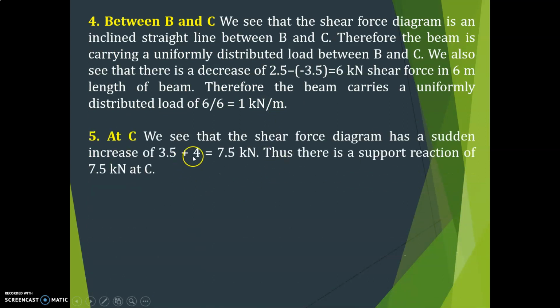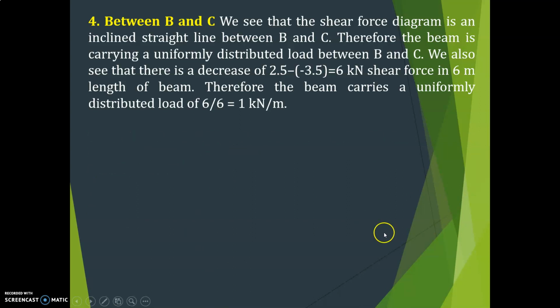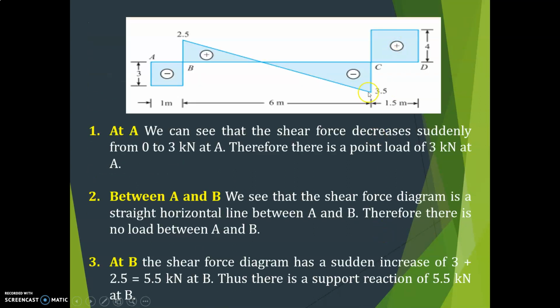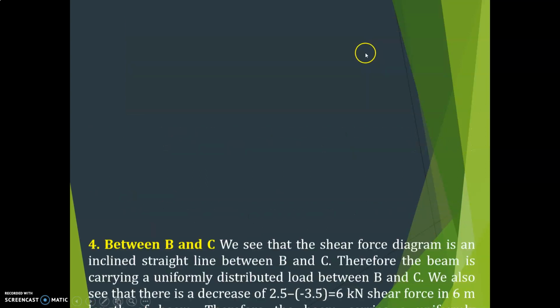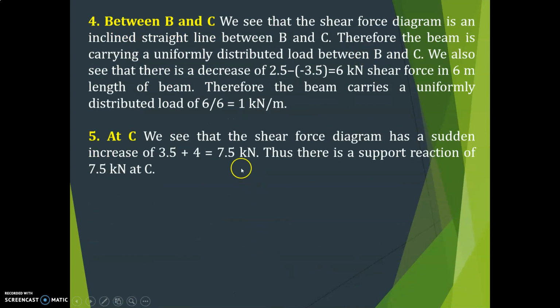Next, at point C, we can see there is a sudden increase of 4, right? Here you can see 3.5 increases by 4. So 3.5 plus 4 is equal to 7.5. So there is a support reaction of 7.5 kilonewton at C.